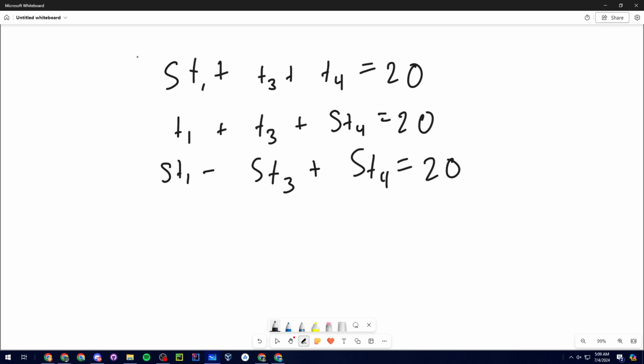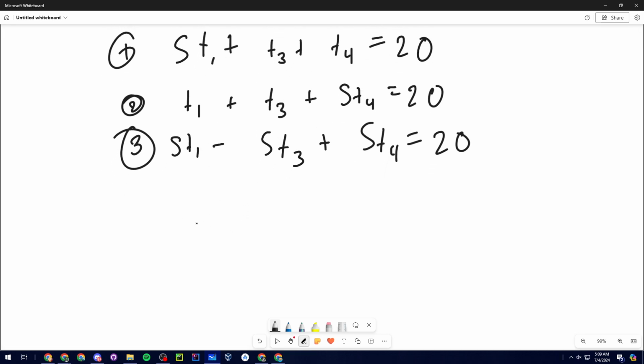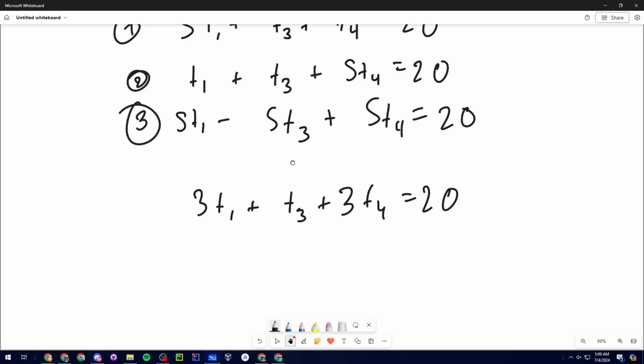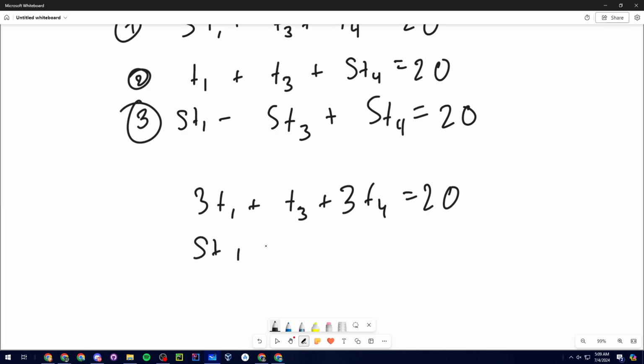So combining equations 1 and 2, I'll just number these. Combining those will give me 6T1 plus 2T3 plus 6T4 is equal to 40. I'm going to divide that, so it's really nice for me. And then this 3 and this 3, right? Now, 5T1 minus 5T3 plus 5T4 is equal to 20.